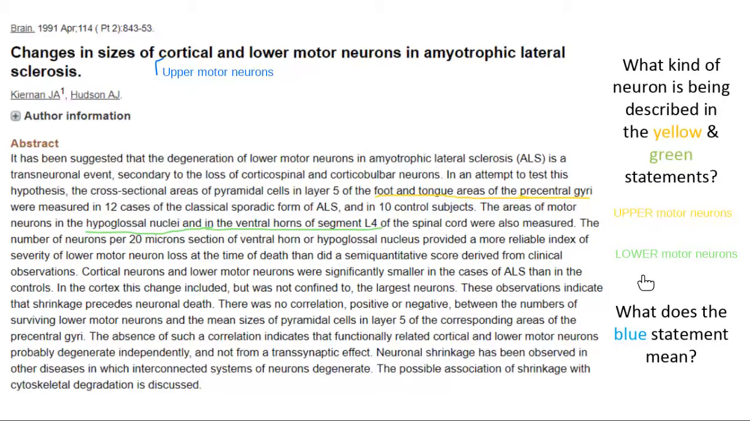Now, when I talk about this with students in class with me, I always like to point out that this particular research article is now really old. Look at my date here. This was done in 1991.